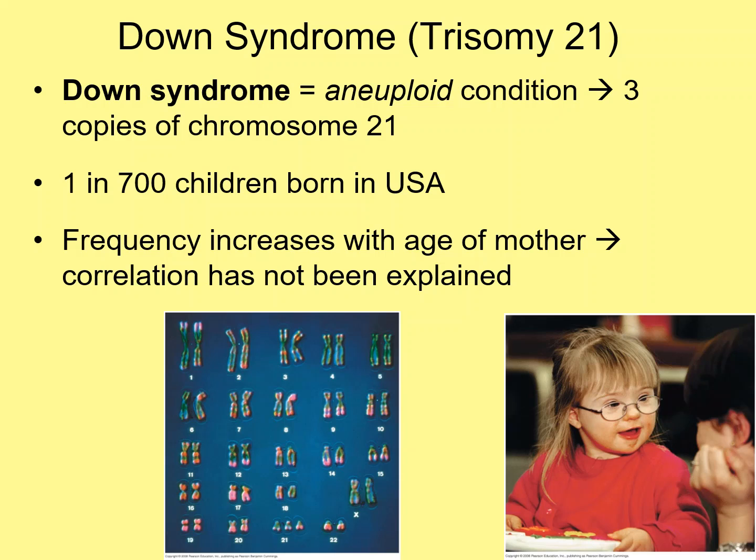This is a correlation that no one's been able to concretely explain in terms of exactly what happens in her cells. I think, other than just an increasing chance of mistakes being made as you get older, the machinery starts to wear. I don't want to say it wears out, but as you get older, you're increasing the chances of mistakes being made in general.